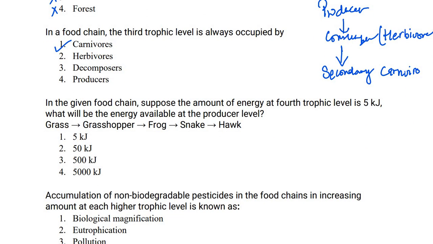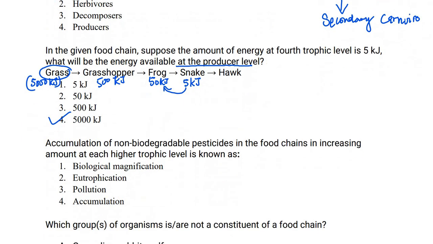In the third part, it says in the given food chain, suppose the amount of energy at the fourth trophic level is 5 kilojoule. It is at the snake, it is 5 kilojoule. Now they are asking what will be the energy available at the producer level. And who is the producer here? Grass. So we have to use the 10% law. But reverse case है इस बार हमारा. जब भी हम right to left जाएंगे, so it will increase by 10. Every unit will increase by 10. So grasshopper would have 500 kilojoule and the grass would have 5000 kilojoule. So the fourth one is the option for the third question.